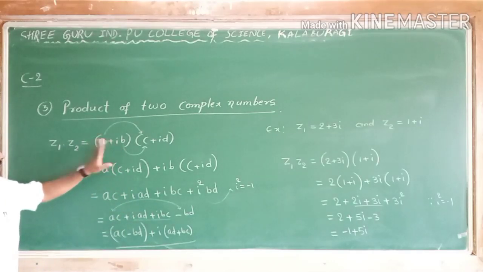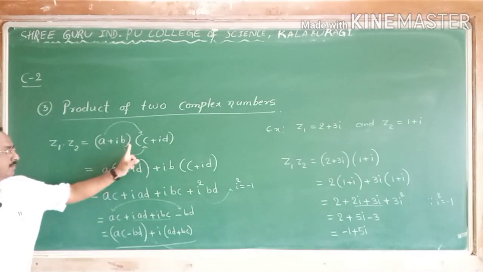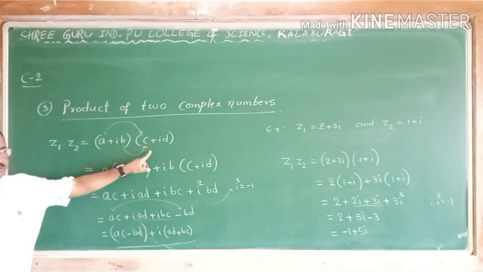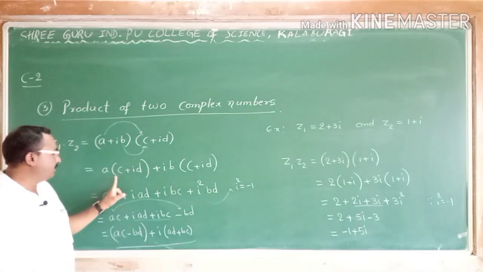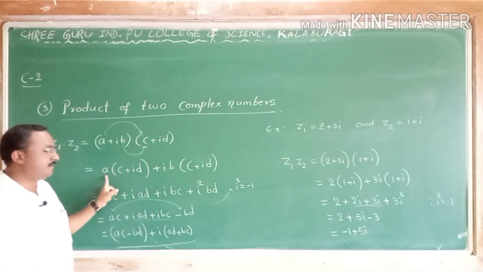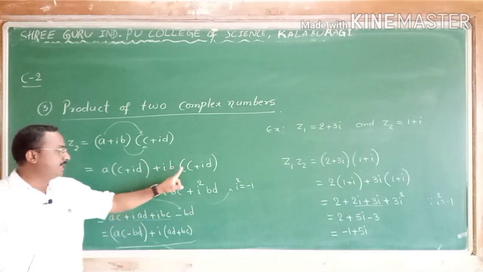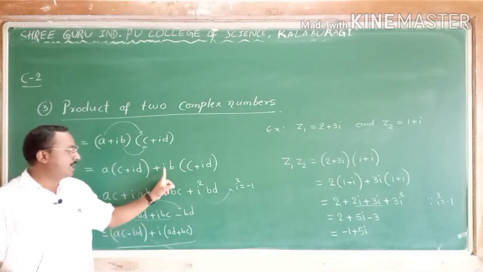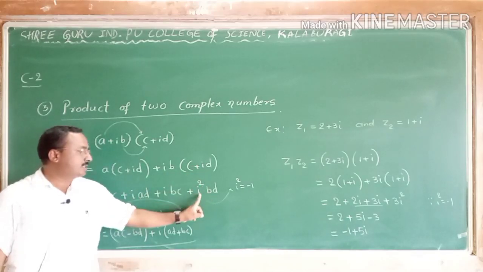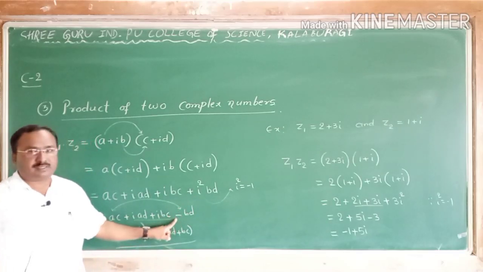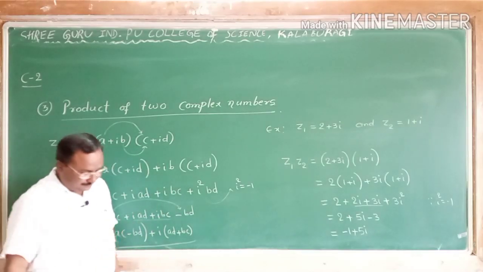Product or multiplication of two complex numbers a plus ib, c plus id. The product is a times (c plus id), plus ib times (c plus id). A into c is ac, a into d is i times ad, plus ib times c, plus ib into id is i squared bd. I squared value is minus 1. Real one side, imaginary one side.